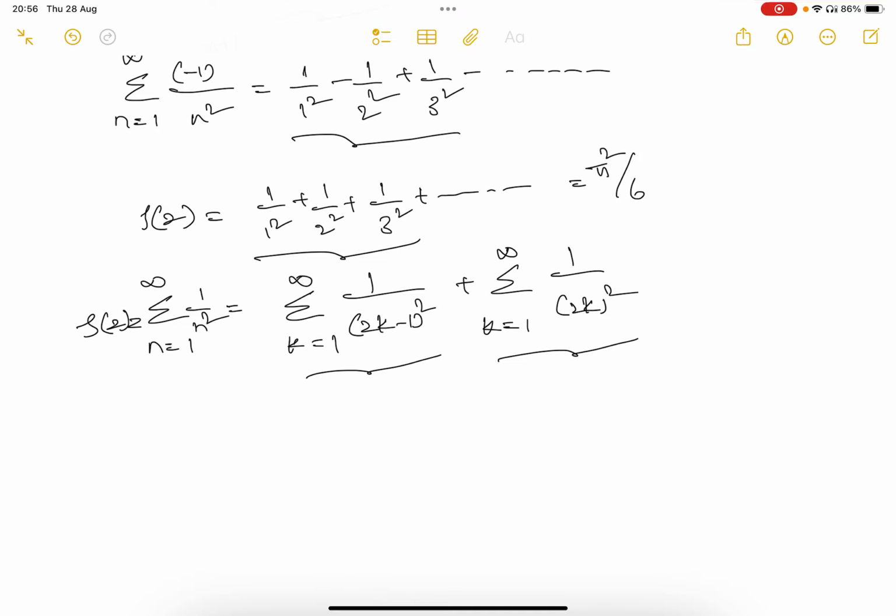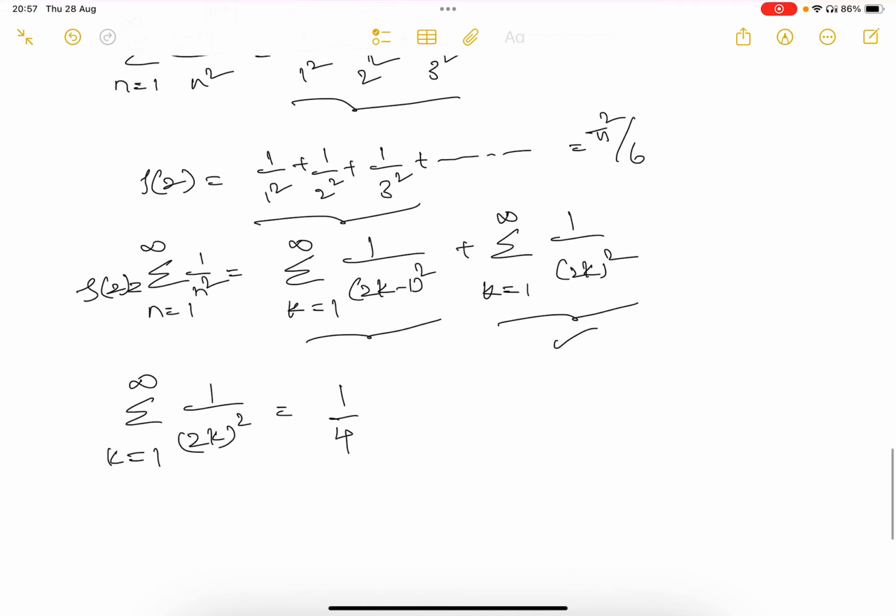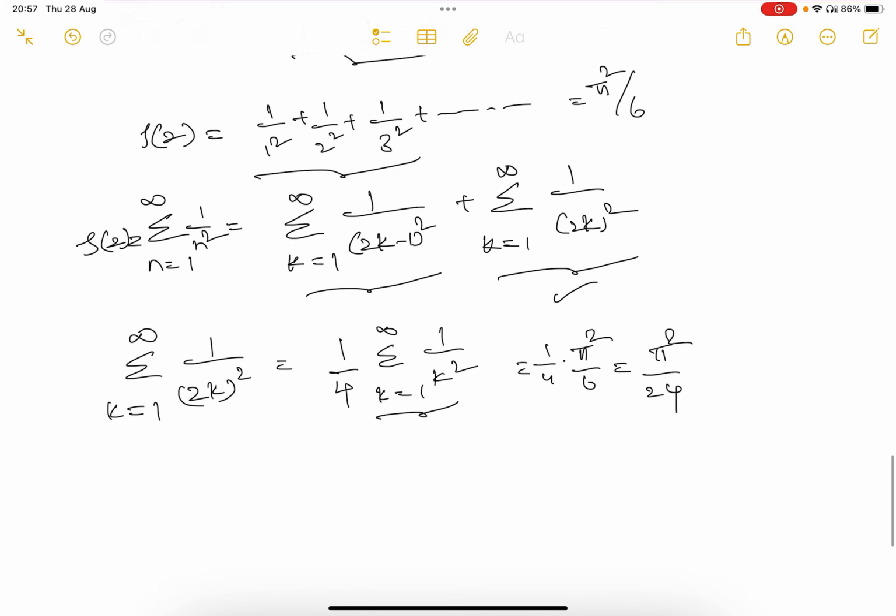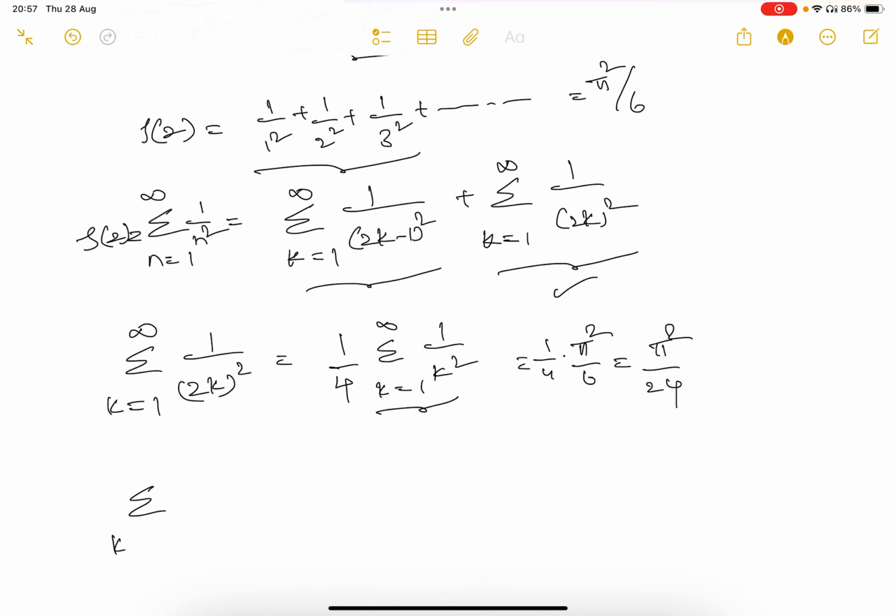So let's try to figure out this term first. This is summation k equal to 1 to infinity 1 by (2k) whole square, which will be converted as 1 by 2 square is 4, so 1 by 4 into summation k equal to 1 to infinity 1 by k square. This is again the Riemann zeta function of 2, which is 1 by 4 into pi square by 6, which is pi square by 24.